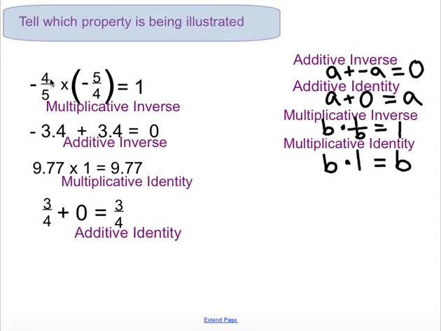You can have a number times its inverse gives me 1. A number plus its opposite gives me 0. A number times 1 gives me its identity. And 3/4 plus nothing equals the original 3/4.